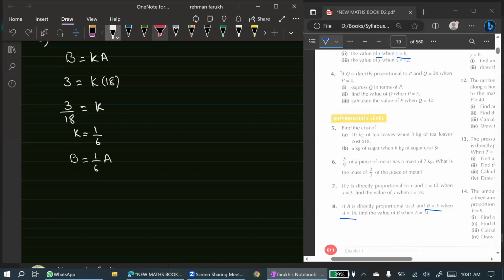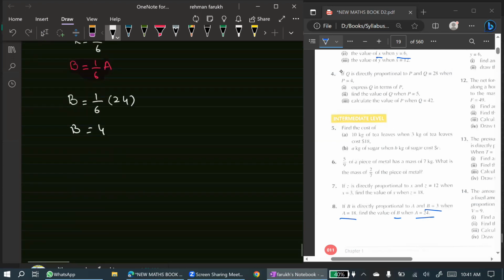Now the connecting equation is b is equal to 1 over 6 a. This one is the most important step, to write down the connecting relationship after finding the value of k. Now the next question is find the value of b when a is equal to 24. b is equal to 4 is the answer.